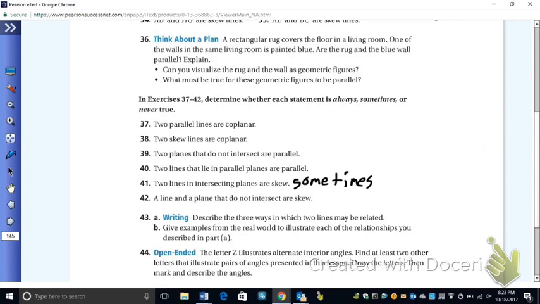And a line and a plane that do not intersect are skew. Again, we want to go back and look at the definition of skew. Skew is two non-coplanar lines. It says nothing about planes. In fact, a line and a plane that do not intersect are considered parallel. Now I know that we've talked about parallel lines and parallel planes, but a line can be parallel to a plane. It cannot, however, be skew to a plane. A line is either parallel to a plane or they intersect. That's it.